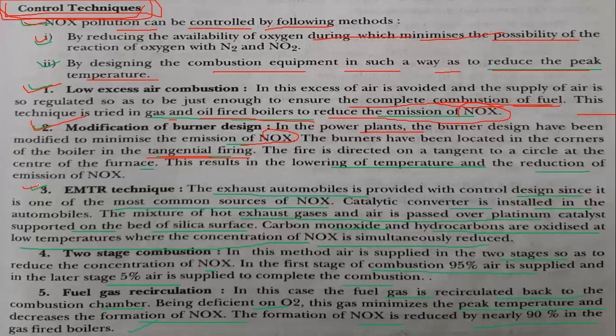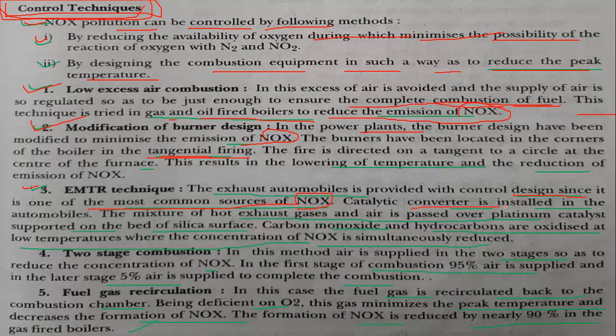The next technique is the exhaust of automobiles. Automobiles are provided with a controlled design, since they are one of the most common sources of nitrogen oxides. Nitrogen oxide is continuously coming out of vehicles, so that should be modified. The design should be developed in that way.